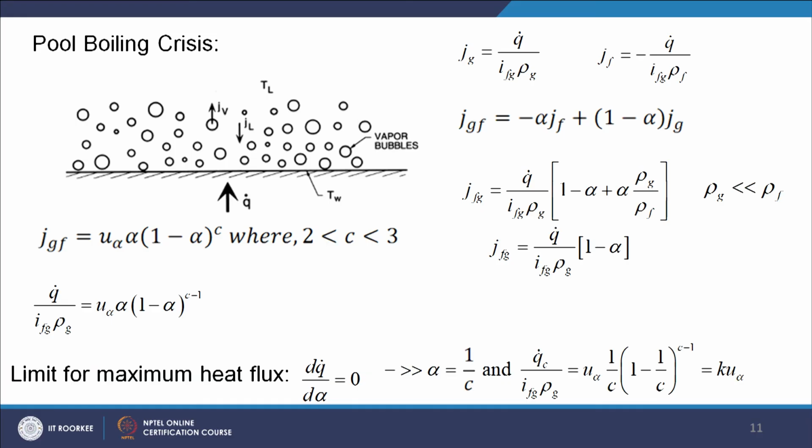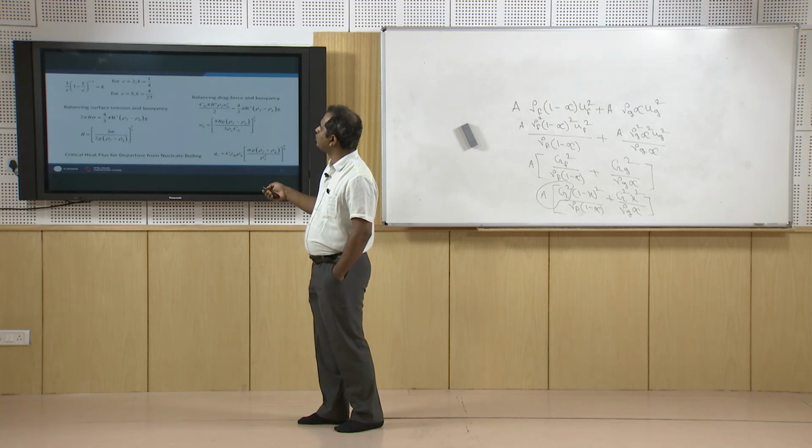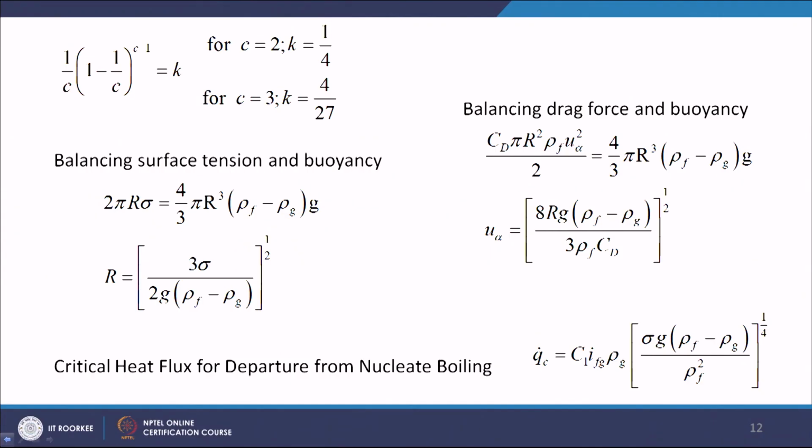Now, if we try to find the values of k, we will find that since the c limit is between 2 to 3, for c equals 2, k equals 1 by 4, and for c equals 3, k equals 4 by 27. So, k will vary in between 1 by 4 and 4 by 27.